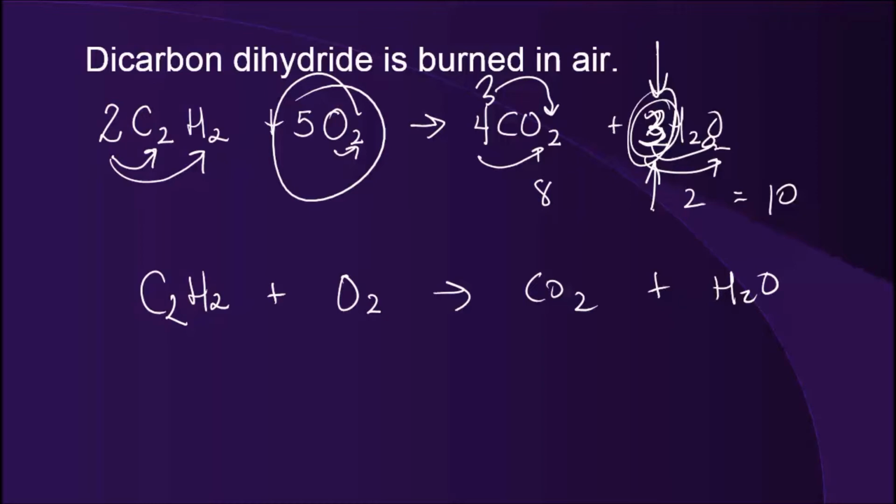Hydrogen, more often than not, is what? +1. Okay, so if you have 2 plus 1s, you have a plus 2. What if the whole thing has to balance back out into 0? What must carbon be in order to balance out with the plus 2? 2 minus 1s is minus 2. You're correct.